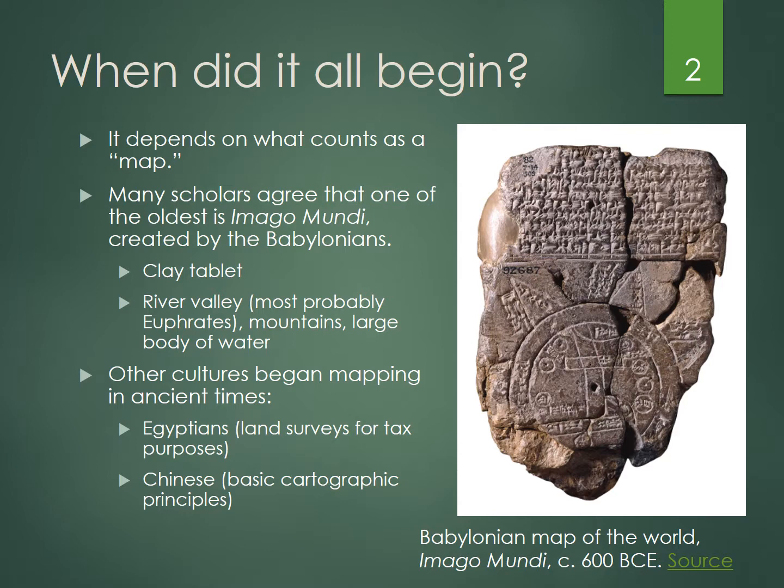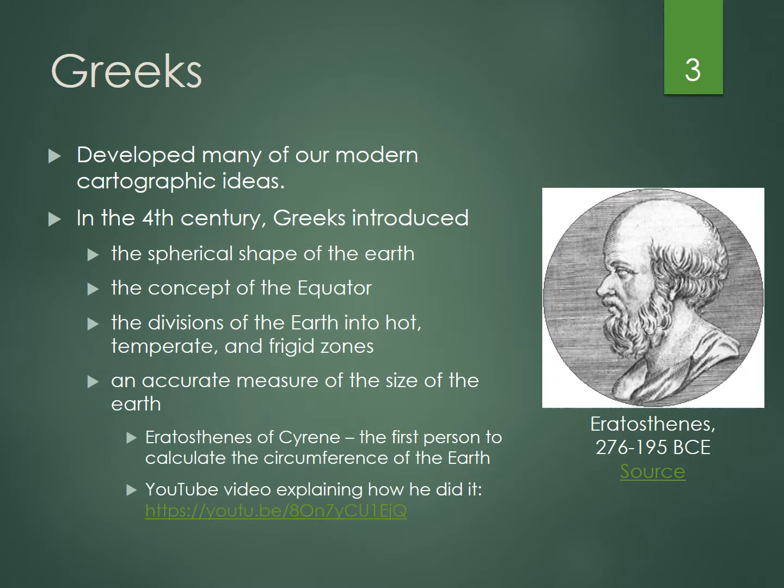This was a clay tablet and depicted a river valley, most probably the Euphrates, including mountains and a large body of water. Other cultures also began mapping in ancient times, including the Egyptians for land surveys for tax purposes, and the Chinese, who established some really great basic cartographic principles. But it was really the Greeks who developed many of our modern cartographic ideas.